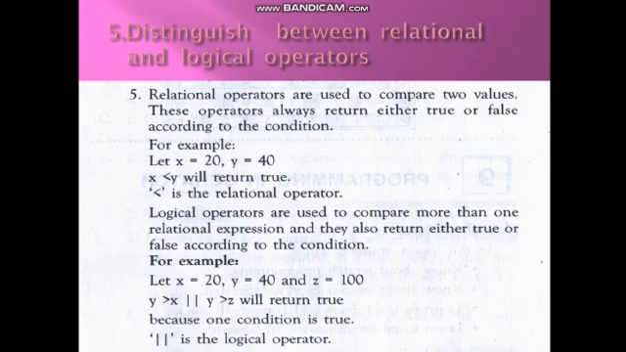Next, logical operators. It is used to compare more than one relational expression and they return either true or false according to the condition. Here also, example x, y and z. Here you see two conditions we are checking. First y greater than x and y greater than z. These two conditions will return a true value because one condition is true and this parallel symbol, two lines given, you see, this is the logical operator.